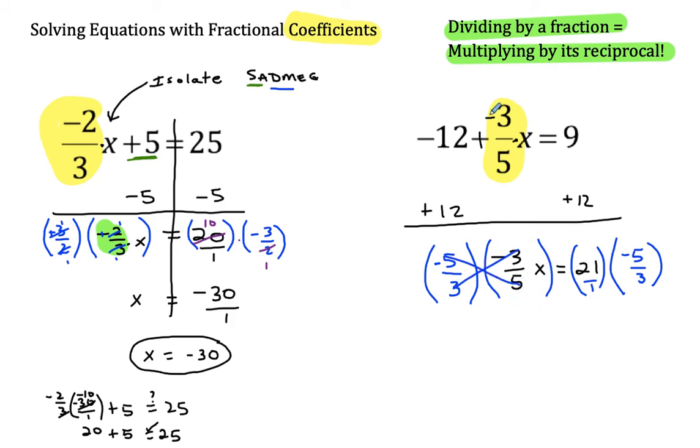So everything here cancels out. Whoosh, whoosh. And I'm left with just x on the left-hand side is equal to, let's see if there's any cross-canceling I can do on the right-hand side. 21 and 3, those are both divisible by 3. So 21 divided by 3 is 7. 3 divided by 3 is 1. 7 times negative 5 is negative 35. 1 divided by 1 is 1, so x is equal to negative 35.